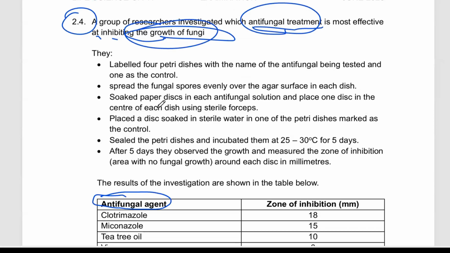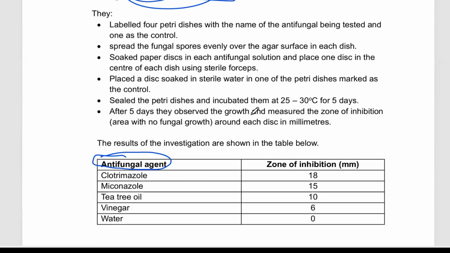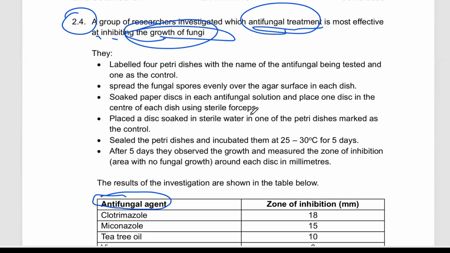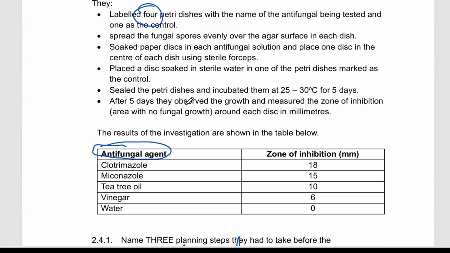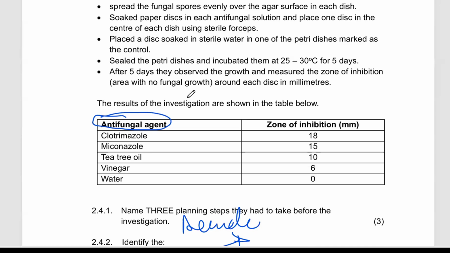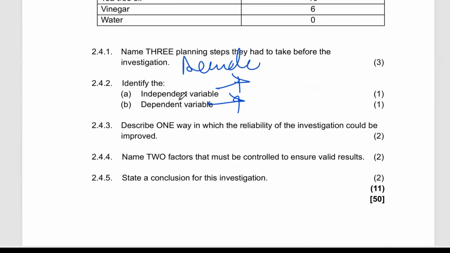Then they say they used petri dishes. They put the number of petri dishes, label them, use more than four petri dishes. It can also work in that area, and then determine the average. So we use more than four and then determine the average.